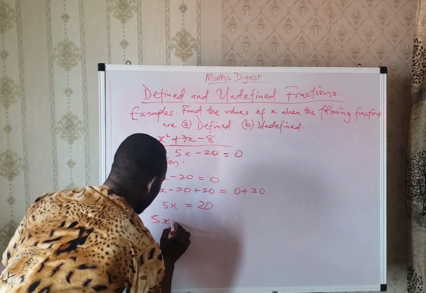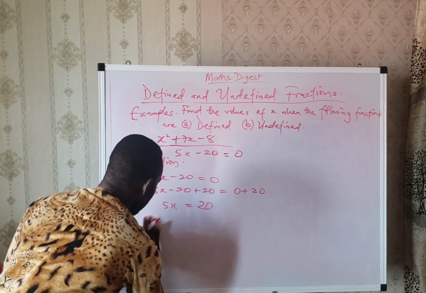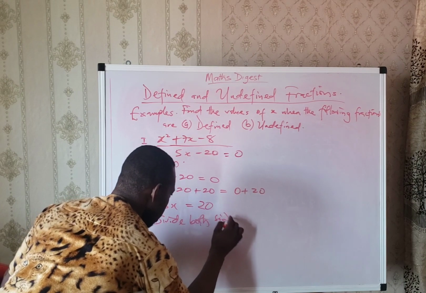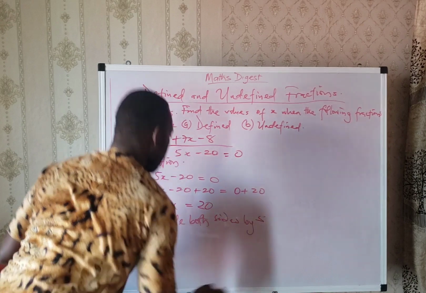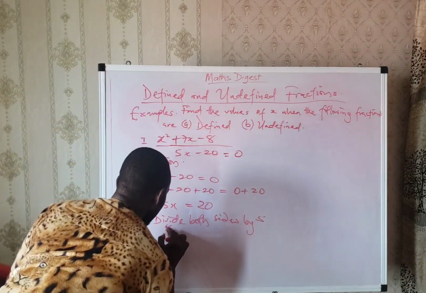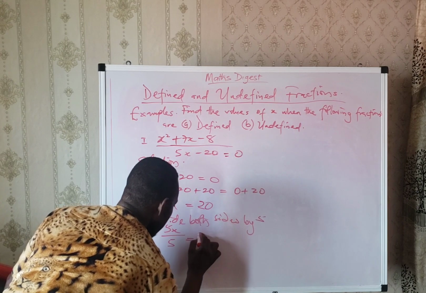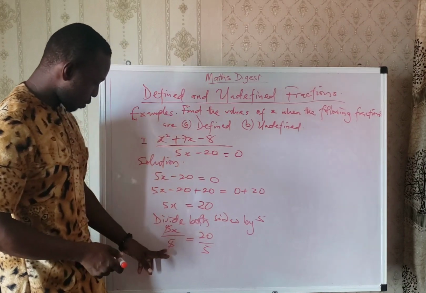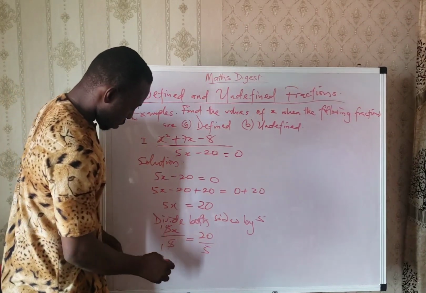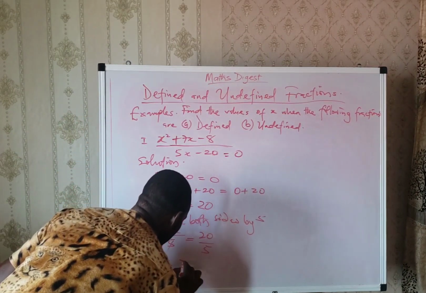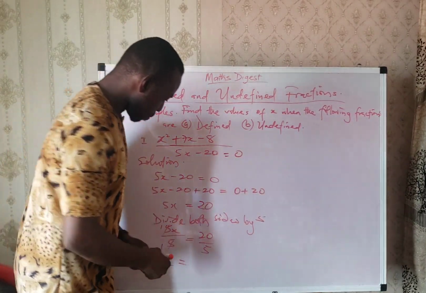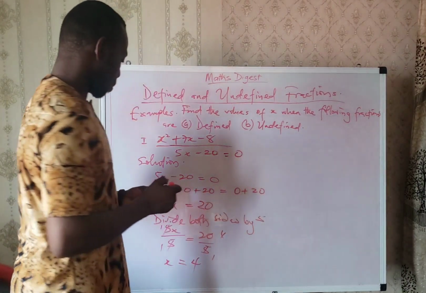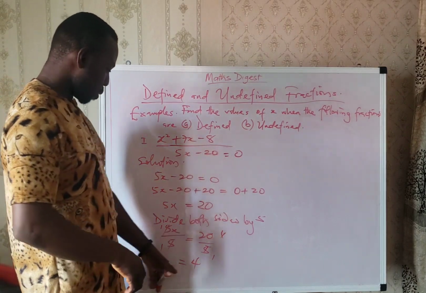Then we have 5x. Okay, we say divide both sides by 5. So when we divide both sides by 5, 5 cancels itself, here it is what? 1. We have what? X left. Coming to the right hand side, we have 5 into itself, 1. Into this 4. We have 4. Okay? So x is equal to 4.